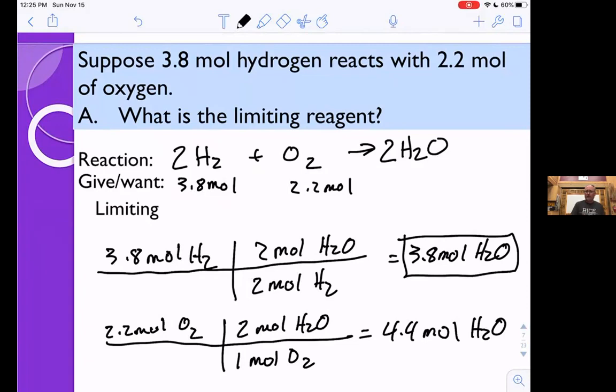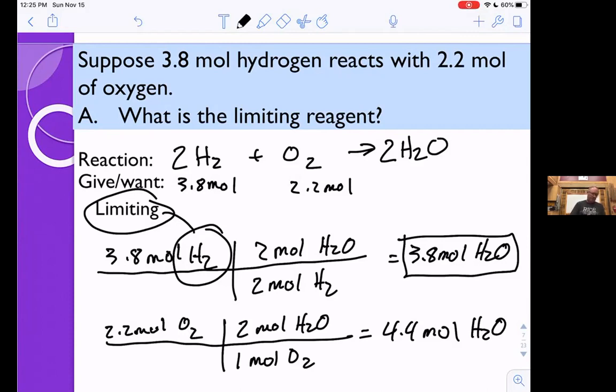3.8 moles of H2O is less than 4.4, which means that my hydrogen is my limiting reagent. So if it says, what is the limiting reagent? The limiting reagent here is the hydrogen. I realize that 3.8 moles is larger than 2.2, but this is relative to the balanced equation, not relative to how much you have. Okay.